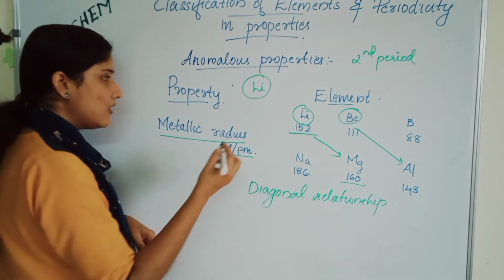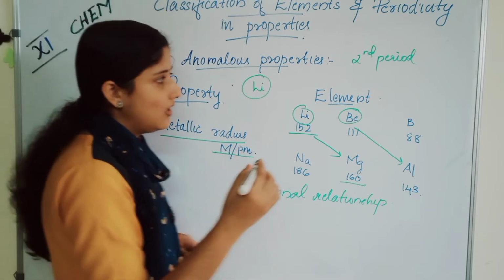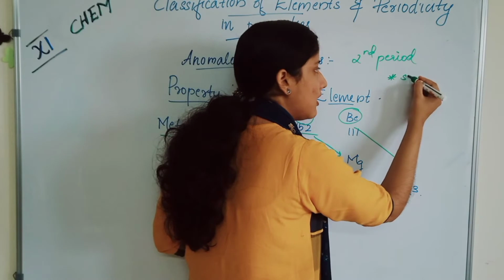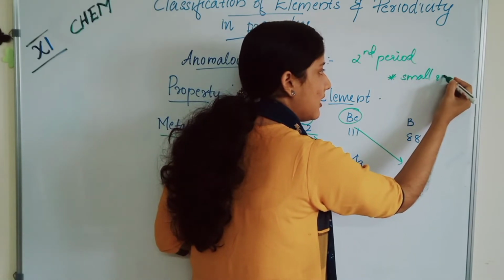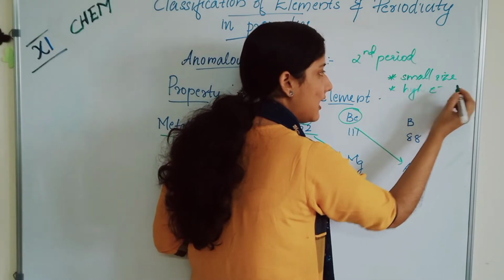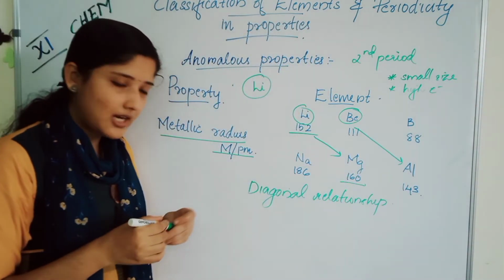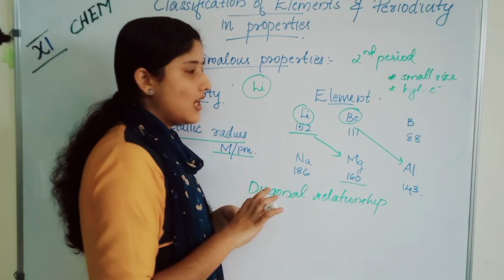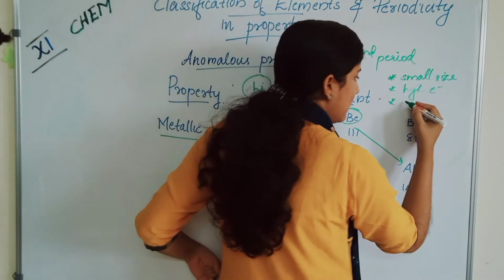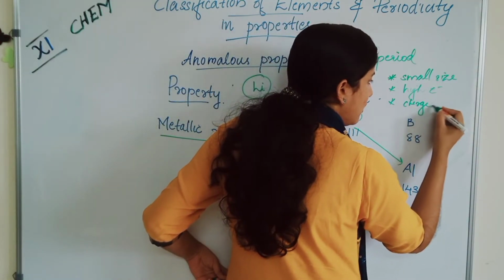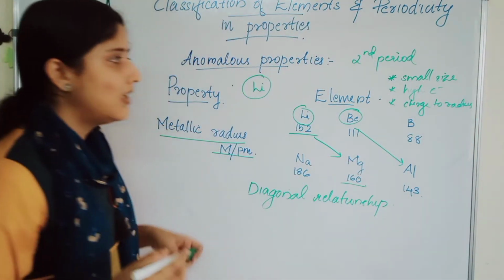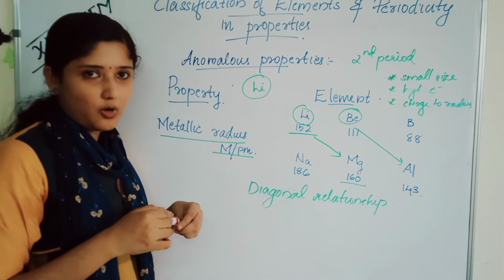The reason for all these anomalous properties is their small size. The elements in the first period are small. Due to their small size, they have high electronegativity, which we studied, and a high charge to radius ratio. These are the three reasons why they show anomalous properties.